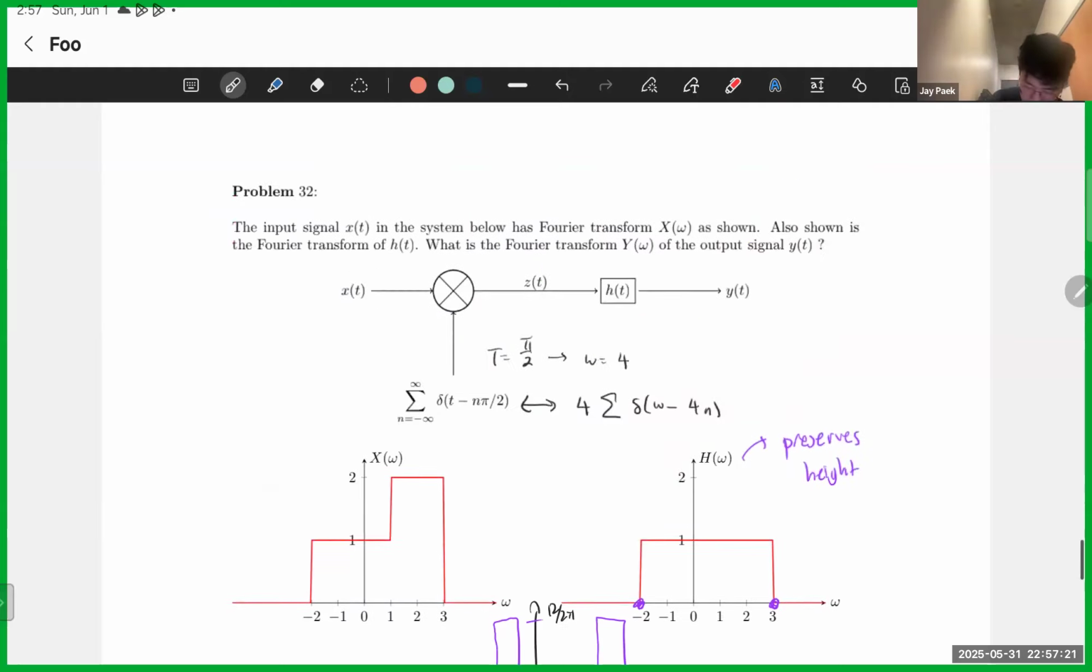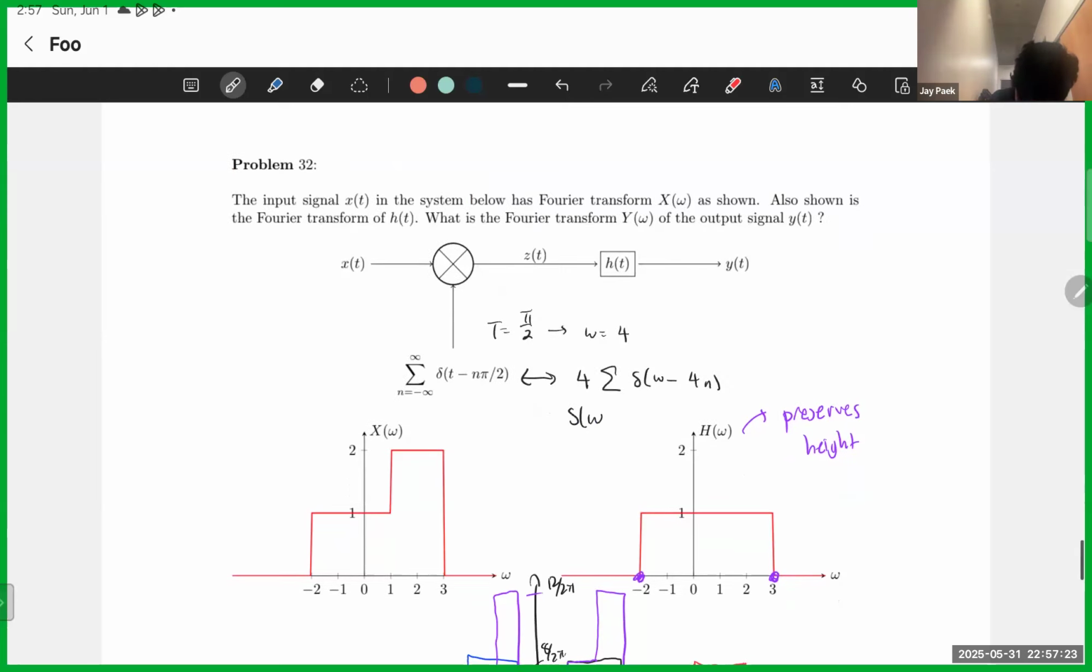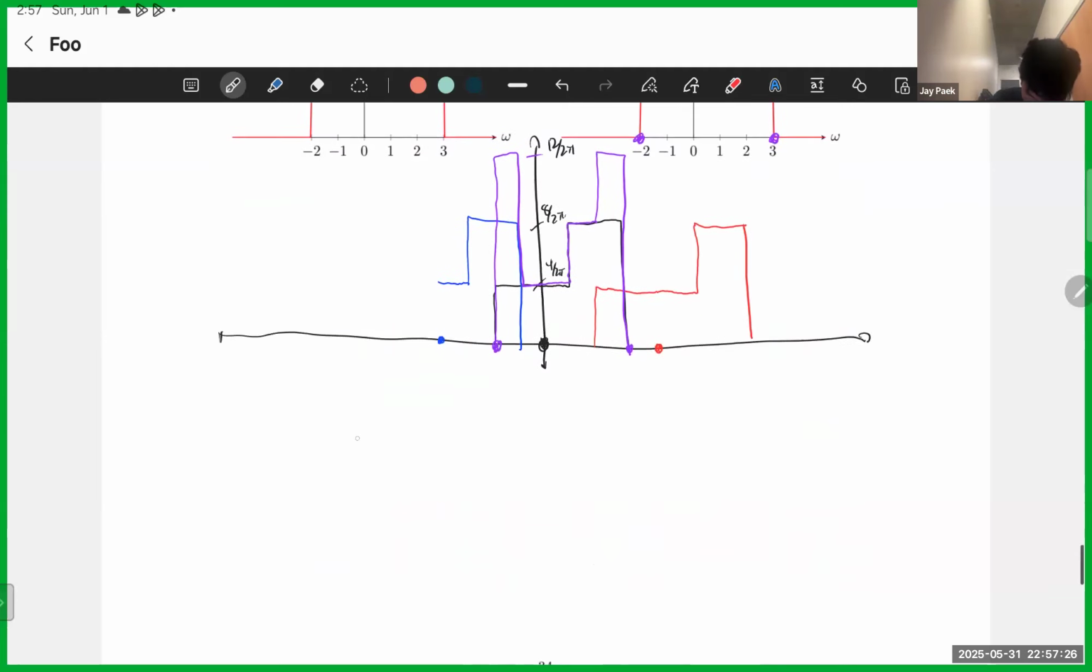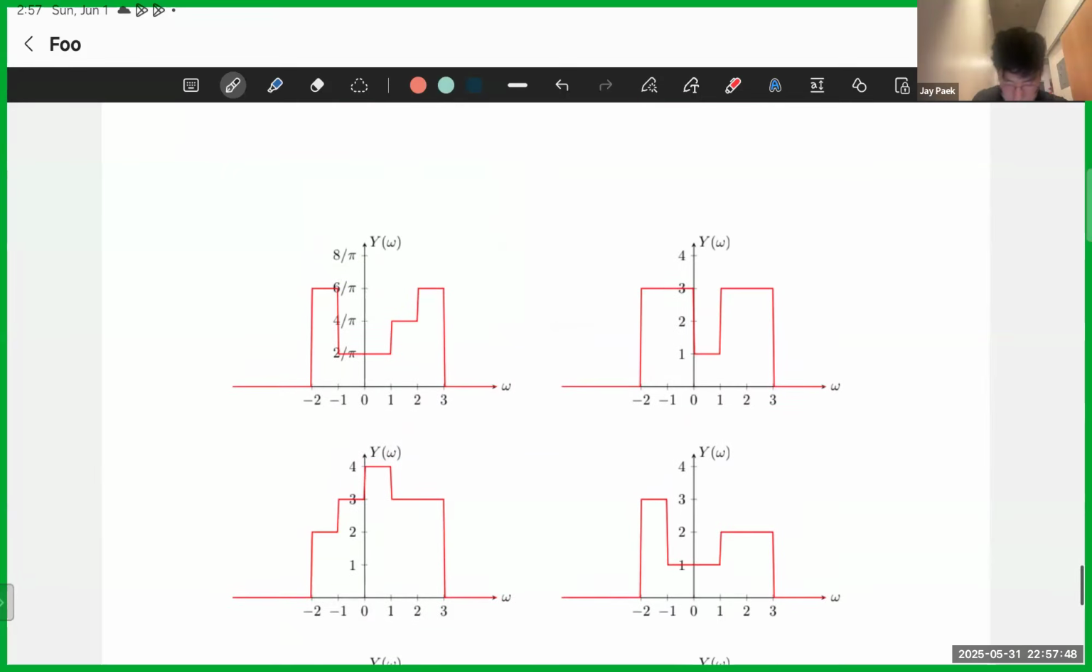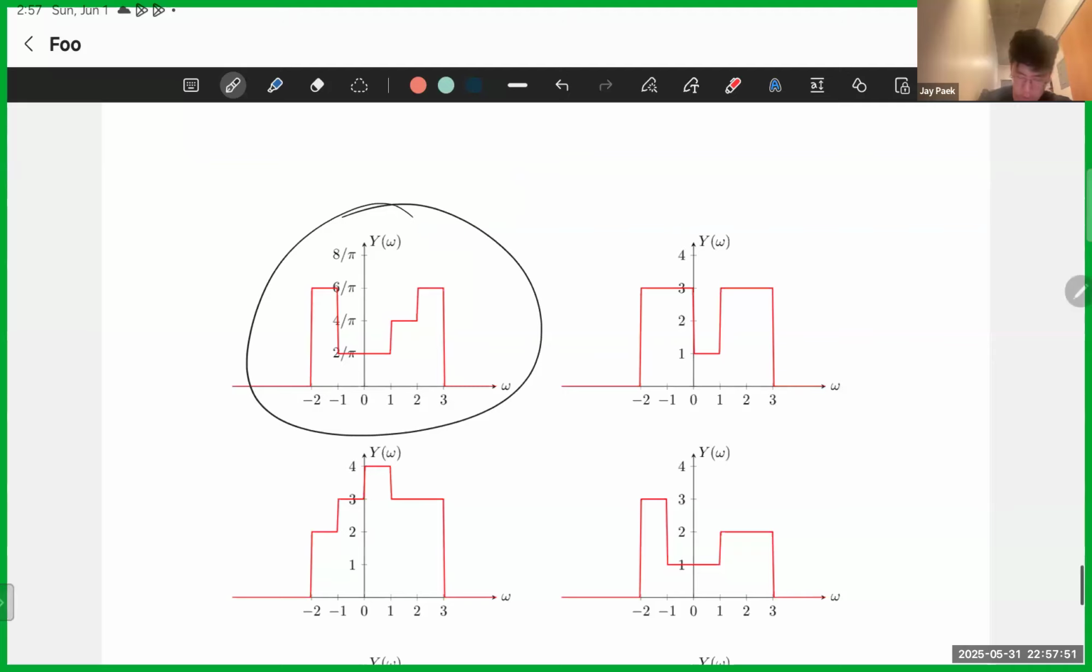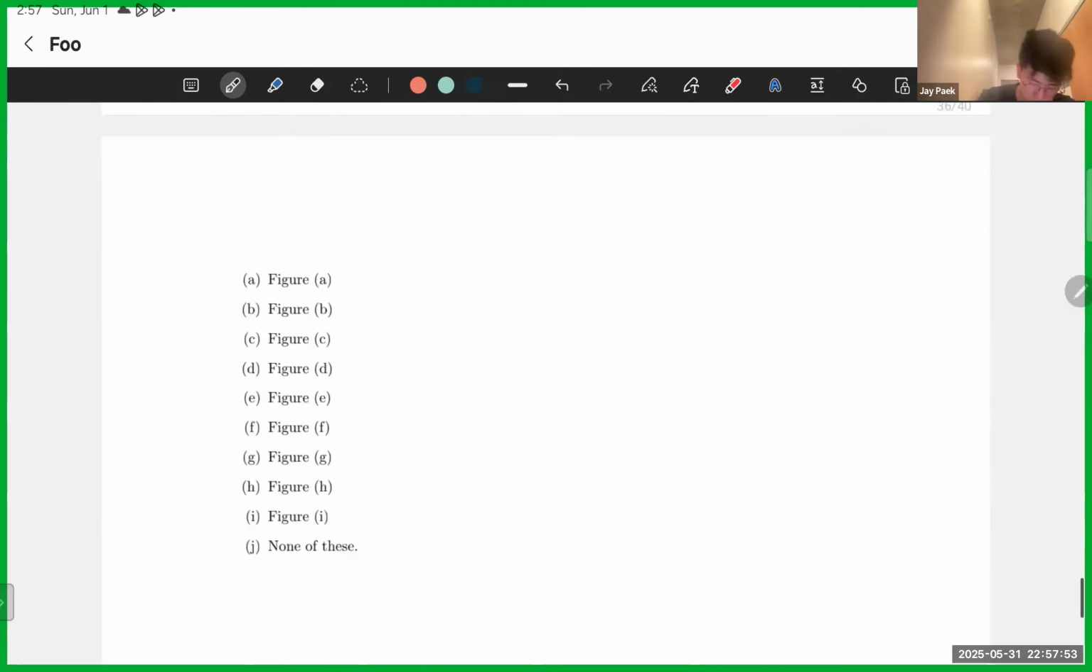Recall that x of omega is convolved with s of omega, so we need to keep the 1 over 2 pi factor. I forgot it. There we go. Thank you, Sam. I got that part, perfect. And then which yields us exactly this answer. Perfect. And so figure A.